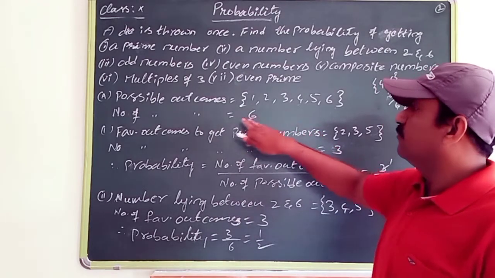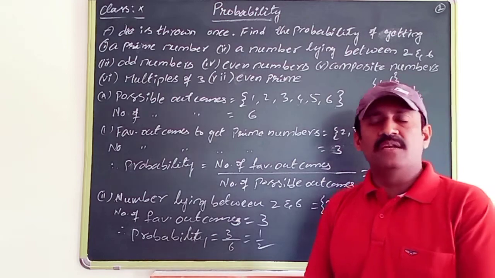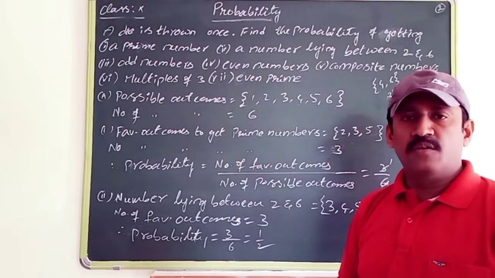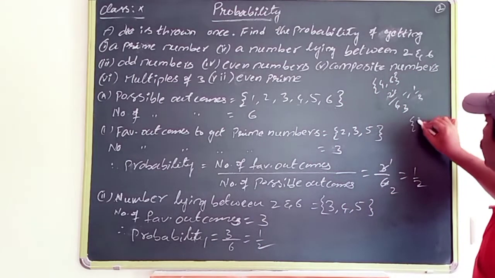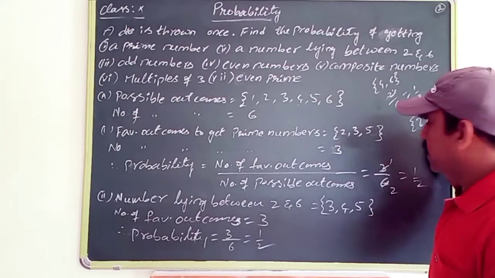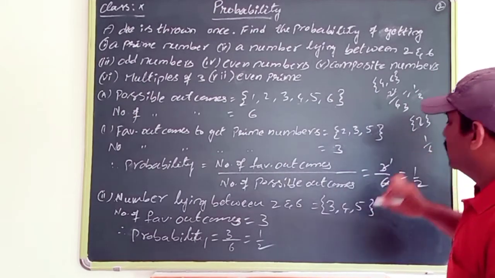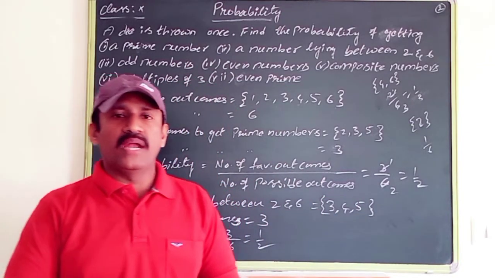So what is the probability to get an even prime when the die is rolled once? This is the question. Then how can you answer? The favorable outcome is 2. You can write only 2 like this. And how many favorable outcomes are there here? Only 1. So out of 6, the answer is 1 by 6.